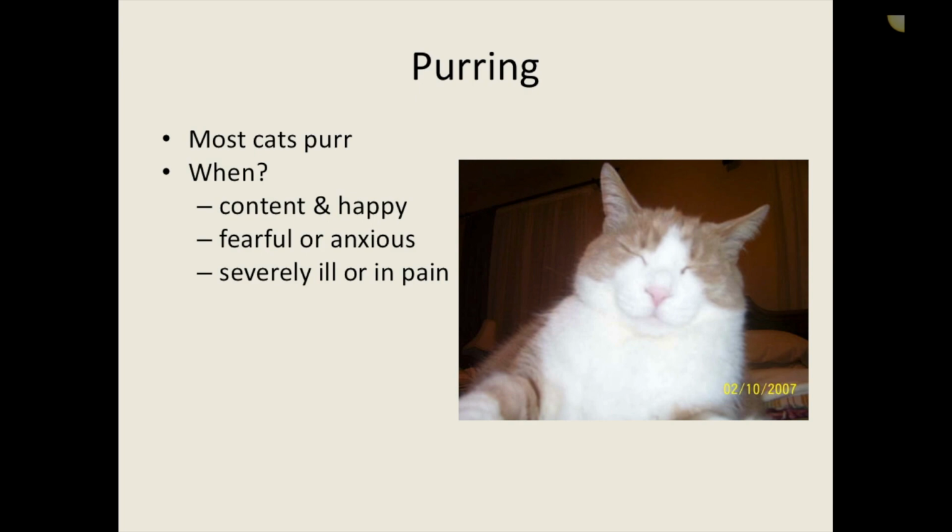They can purr when they're fearful or anxious, and they definitely can purr when they're very, very sick or in pain. And that's when you don't want to hear them purr. It's really sad when you hear them purr when they're in severe pain. But it does happen. So just to be aware of it, if you ever see a cat that's purring, it doesn't necessarily mean that they're happy.